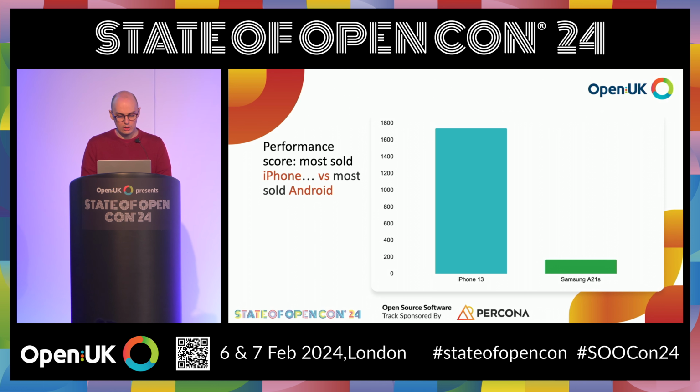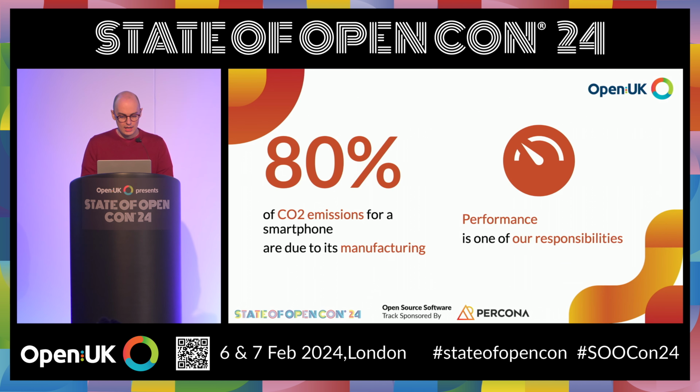to low-end Android devices. And actually, since 80% of CO2 emissions for a smartphone are due to its manufacturing, I think it's one of our responsibilities to make sure that users don't need to change phones every so often. So I think one of the things that we can do is, well, if we develop performant apps, then we make sure that it runs on older phones and users can be able to keep their phones for longer.